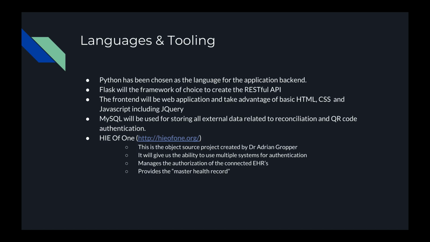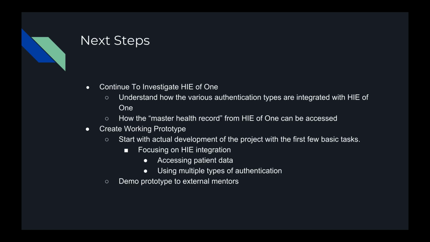As part of the languages that we'd use for the project framework, we have decided to use Python and Flask on the back end and Vanilla.js, jQuery, Bootstrap, and Actions on the front end. We will also be using HIE of One for the authentication part. As part of our next steps, we plan to continue researching HIE of One, and we have also decided to get started on the actual prototype starting next week.